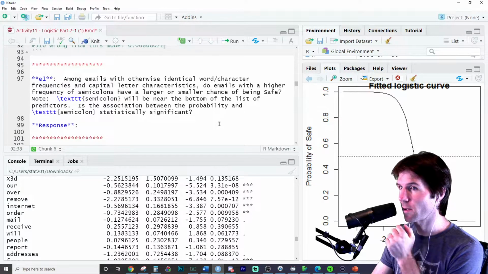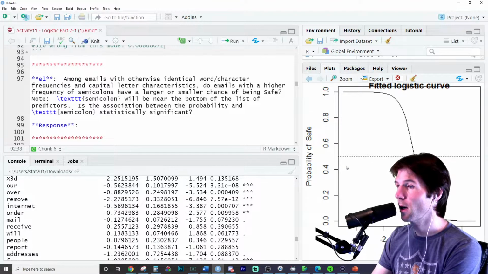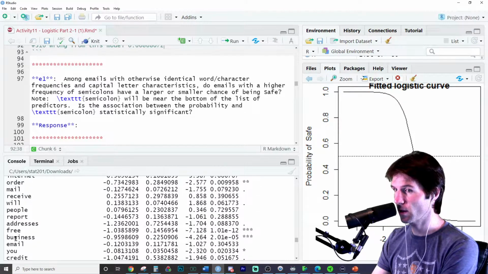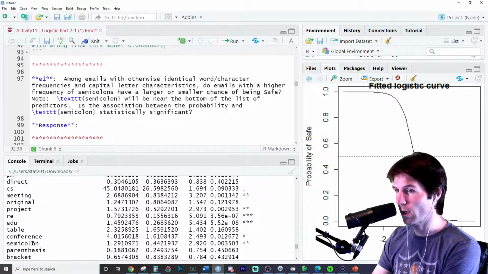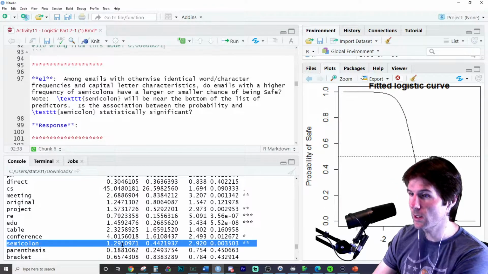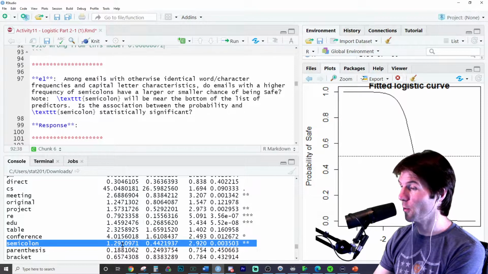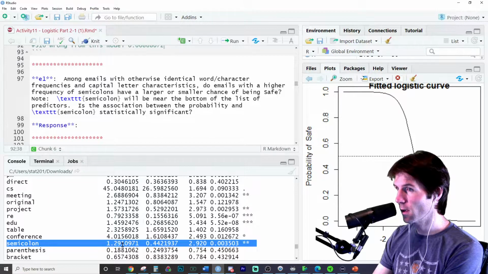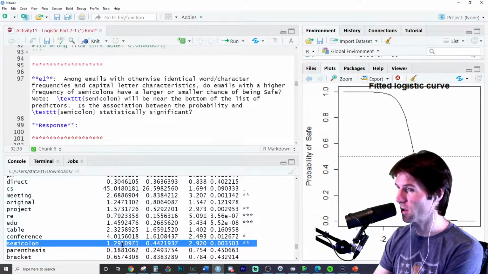Among emails with otherwise identical characteristics, frequencies, capital letters, and all that stuff, do emails with a higher frequency of semicolons have a larger or smaller chance of being safe? So remember, if something has a negative coefficient, it's going to decrease the probability of being safe. So let's go to semicolons. Semicolons in this output are right here, and they have a positive coefficient. That means two emails that are otherwise identical, if the email has more semicolons, then having more semicolons will increase the probability of an email being safe.